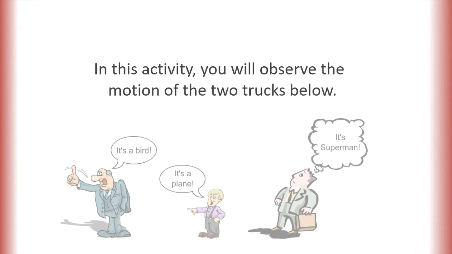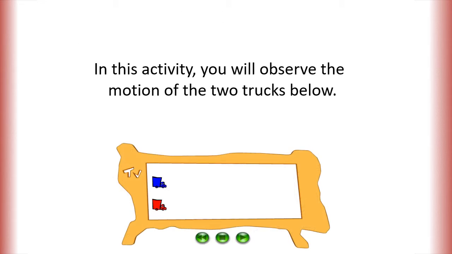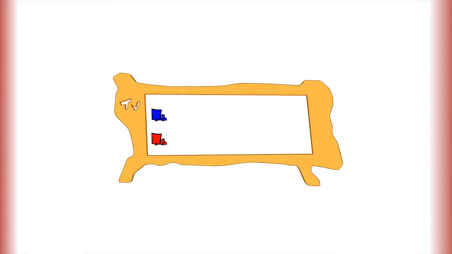In this activity, you will observe the motion of the two trucks shown below. Let's take a look. Pay close attention to the movement of each truck as we watch again. How is the movement of the two trucks the same? They're both moving in the same direction. Both trucks are moving from left to right.